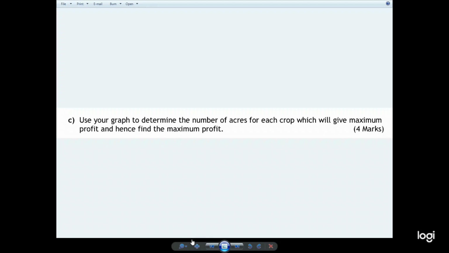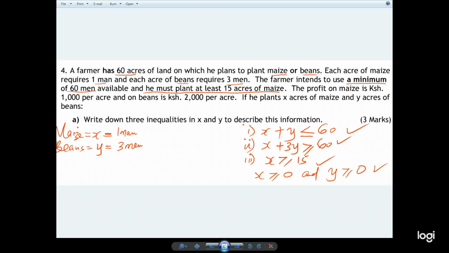Now, remember in the question we need to get the objective function. From the statement, we have something that we are going to use to get the objective function. The profit on maize is 1,000 per acre and beans is 2,000 per acre. So that is what you're going to use to get the maximum profit.